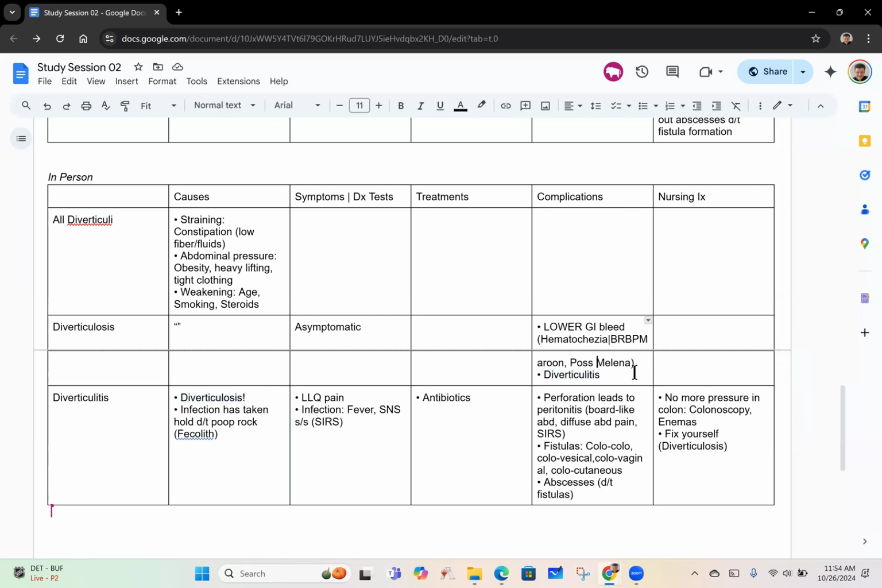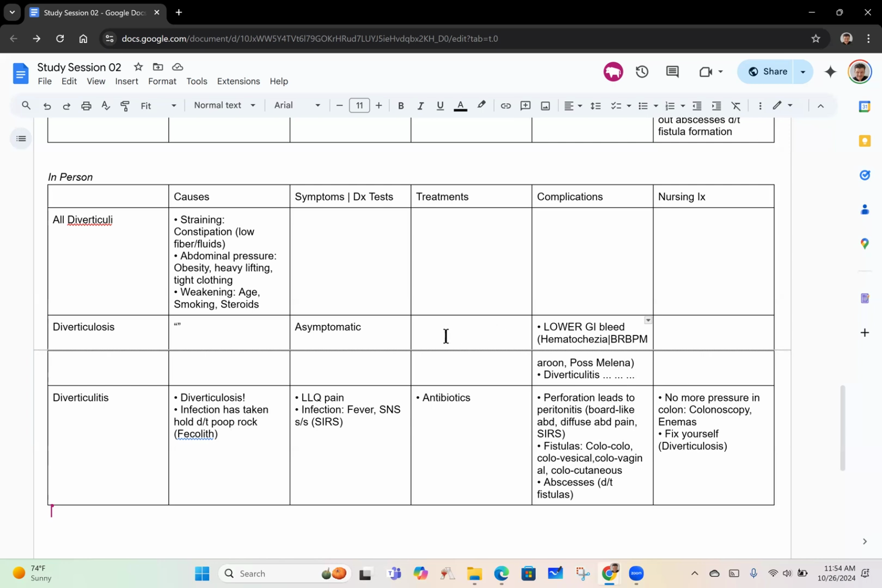All right, so lower GI bleed. Anything else complication-wise? Perforation. I mean, you're kind of getting ahead of yourself, because diverticulitis can then lead to these symptoms, which can lead to complications, which can lead to UTI. Is UTI a complication of diverticulosis? No, you'd have to get several steps away. So perforation would be more for diverticulitis. Yeah, diverticulitis has perforation.